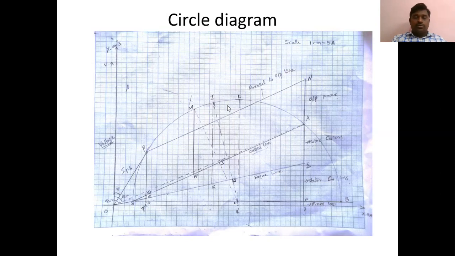If you want to know the maximum total input power, from the C directly draw a line to the top of this one. So this L dash will give you the total input power. So these are the different parameters we can find out using the circle diagram. So go through the procedure so that you can easily solve the problems. Thank you.